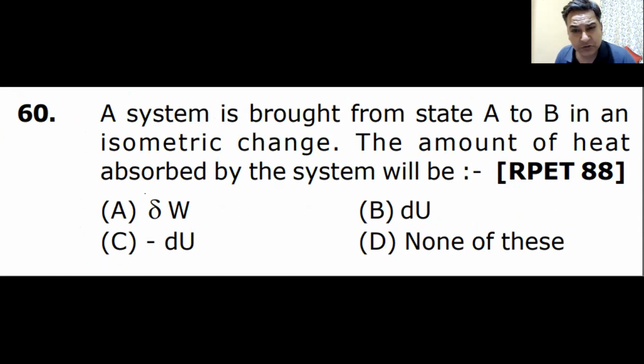A, B, C, D, don't have to do anything. Just tick the answer, stay happy. A system is brought from state A to B in an isometric change. You must remember what is isometric change. The amount of heat absorbed by the system in an isometric change, which is an isochoric change. Delta Q is delta U plus delta W, delta W is zero, and delta Q will be equal to delta U. Do we understand this?